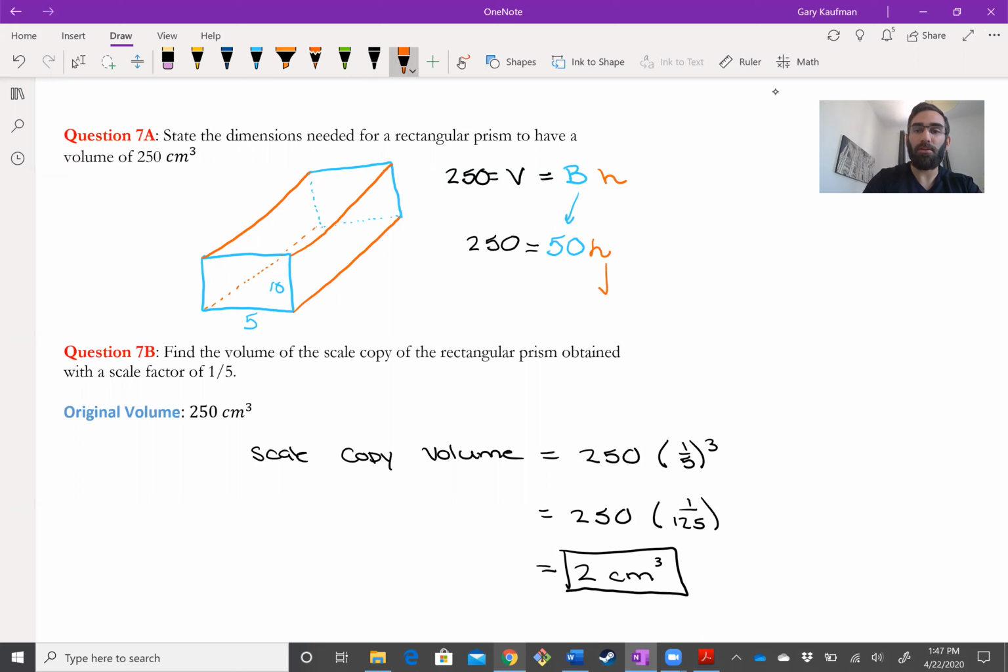Well, what's that going to be? It also is going to be 5. So this will result in a rectangular prism with a volume of 250 centimeters cubed. Don't just randomly guess everything. Let's use those strategies and pick some of them and then use algebra to assist us in finding the rest.